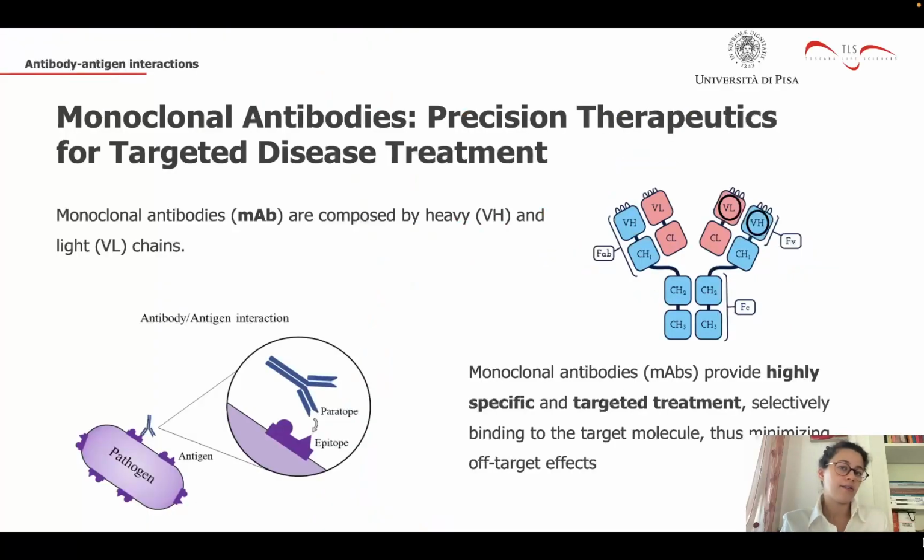These are a particular class of therapeutics that have this Y-shaped structure in which there are two light chains, VL, and two heavy chains, VH. Inside these chains, there are the variable regions that are used to bind to a particular antigen. This structure allows the antibody to have a high specificity to a particular target, so that we can, for example, engineer monoclonal antibodies to bind to particular disease-causing molecules, reducing off-target effects.